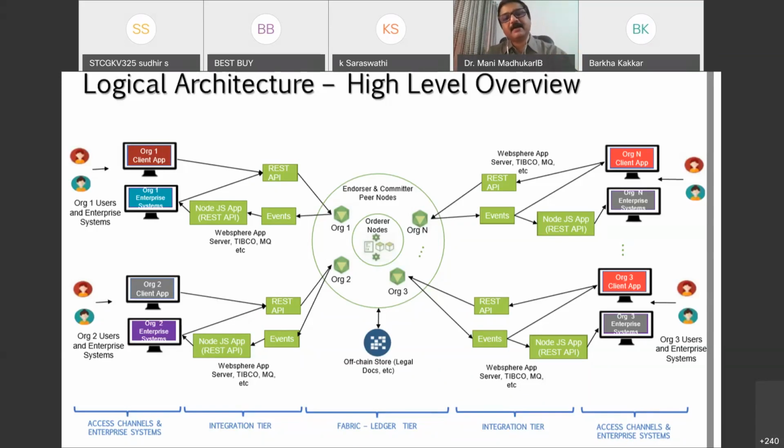And there are some endorser nodes, some orderer nodes, and then there is some off-chain store as well, right? So blockchain cannot be an entire solution on its own. There will be some off-the-blockchain database repositories as well. A typical conventional Oracle or SQL Server may also plug in there. So that's also possible, right?